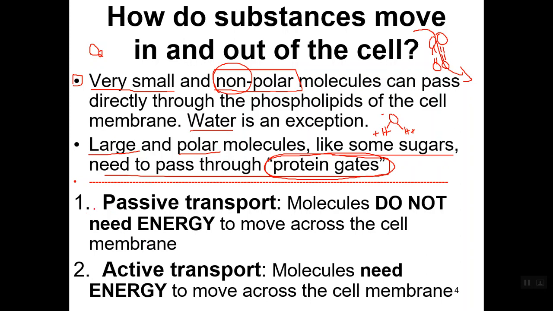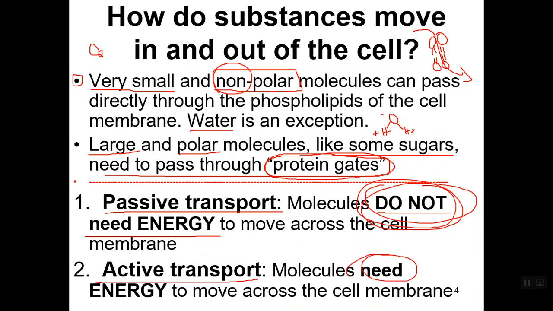Okay. So here's some more specifics. There are two types of movement, or two types of transport. We're going to look at these in turn. Passive transport is first. This is where molecules do not need energy to move across the cell membrane. Active transport, you do need energy. So molecules need energy. So let's see what each of these is like.